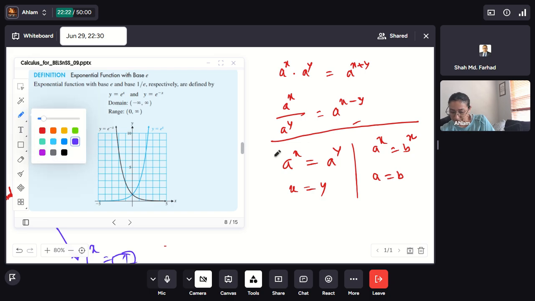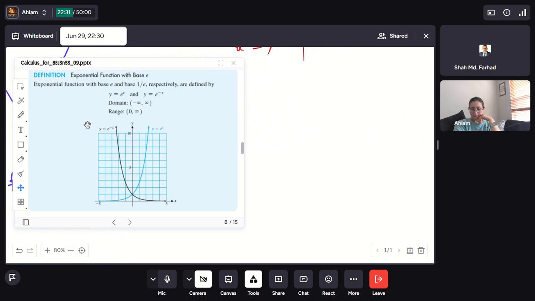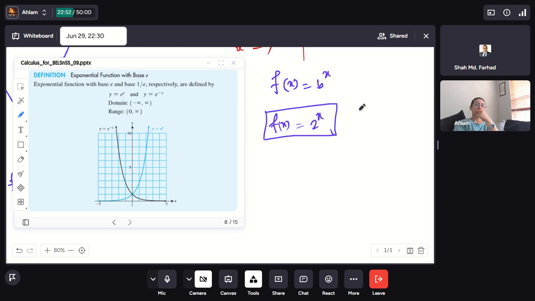Okay, and then the exponential function. We have f of x equals b power x. If we use a constant term in place of b, then we get f of x equals 2 power x. So this is an exponential function.